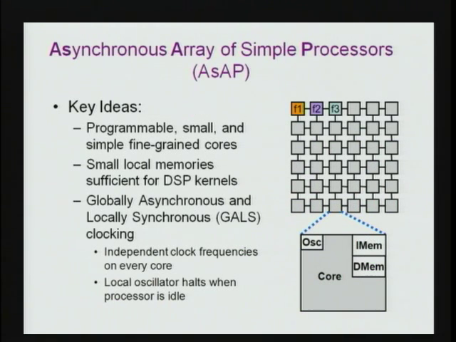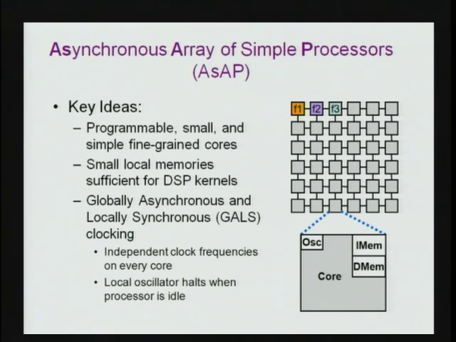Thus, we have decided to build an asynchronous array of simple processors, our first platform, which explored the key ideas of programmable, small, simple, fine-grained cores tiled over a 2D mesh. Each processor contained small local memories, which were sufficient for the simple tasks that we're trying to target. These tasks only require a small programmable core. And because they only need access to small data sets, we can see that small IMEM and DMEM, instruction and data memories, are sufficient for these types of work.